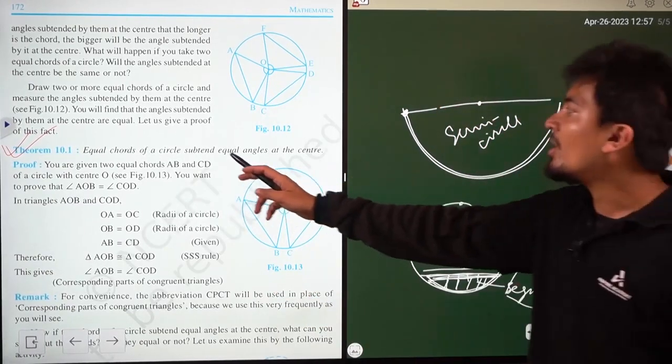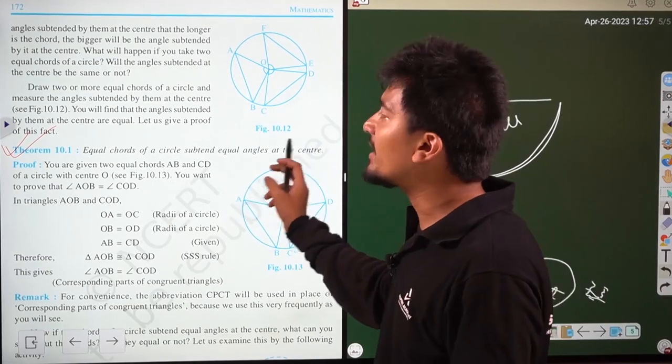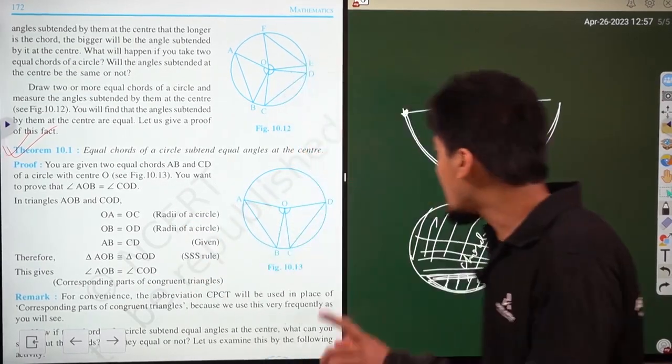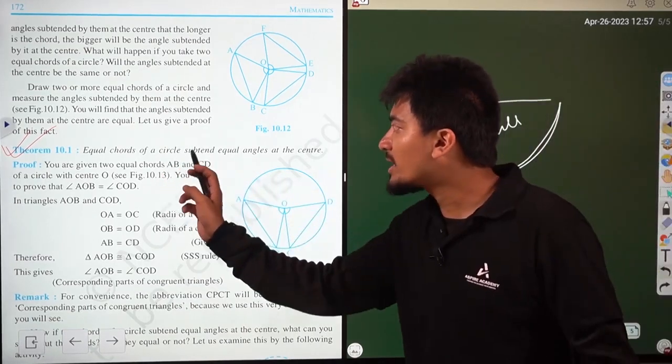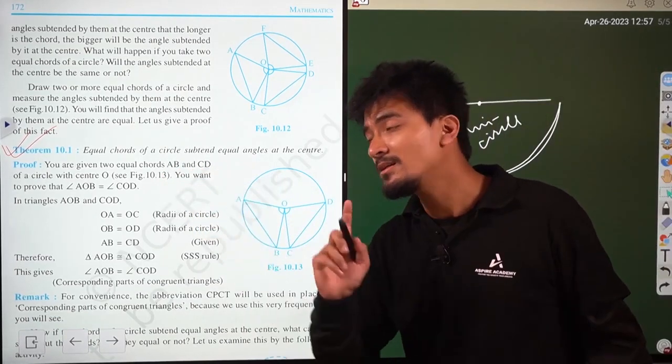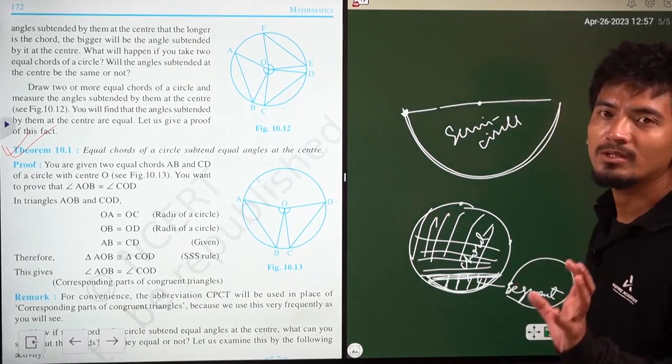Equal chords of a circle subtend equal angles at the center. As I have already mentioned, equal chords of a circle subtend equal angles at the center. How? You need to know this.